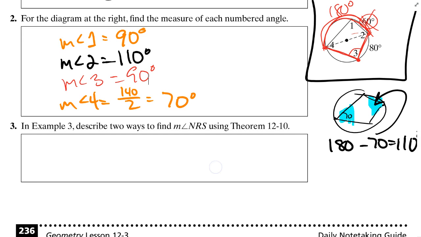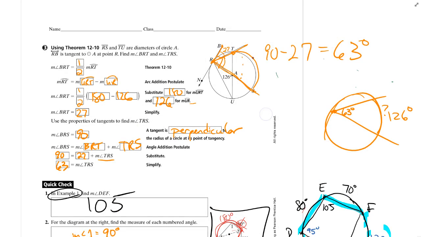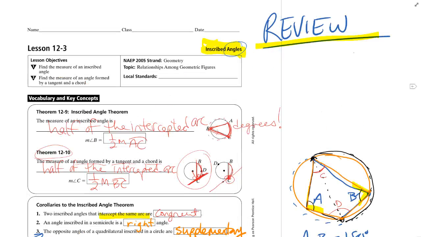Last one. In example 3, which is just up above, describe 2 ways to find measure of angle NRS using Theorem 12-10. Well, here's what we're looking at. We've got this diagram, and we need N to R to S. And Theorem 12-10 looks like this. The measure of an angle formed by a tangent and a chord is half of the intercepted arc.